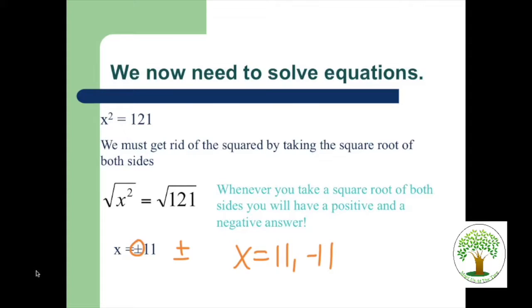Now why? Let's try again. If I put an 11 up in the square at the top, 11 squared, will that be 121? Yes, because 11 times 11 is 121. What about negative 11 times negative 11? Well, negative 11 squared, will that be a positive 121? Yes. I will get both of them. I must list both of them.